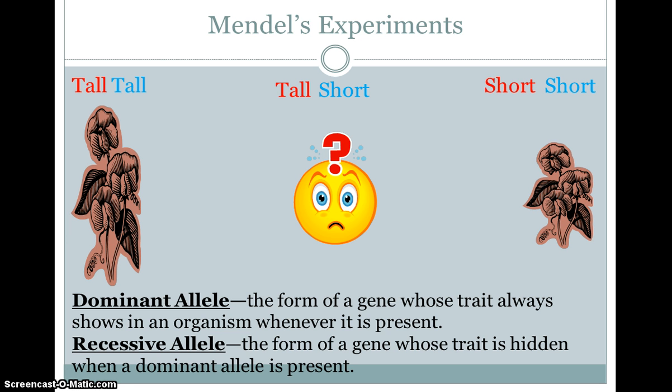Now, a recessive allele, by contrast, is the form of a gene whose trait is hidden whenever a dominant allele is present. So in pea plants, short is recessive. So we have a short allele, and it is covered up by this dominant tall allele, which is why we don't see short. We see a tall offspring in this case.